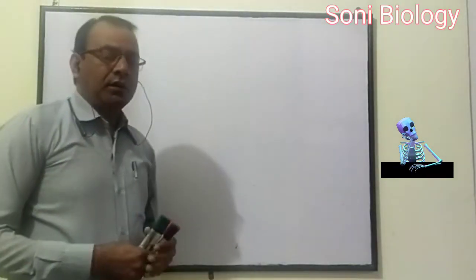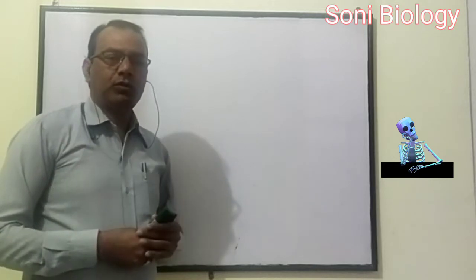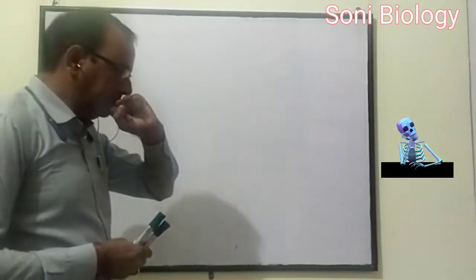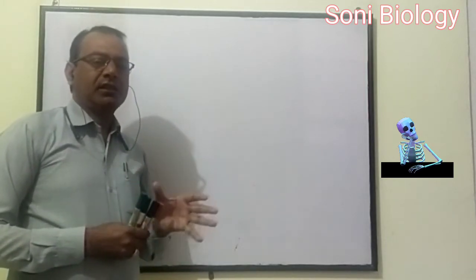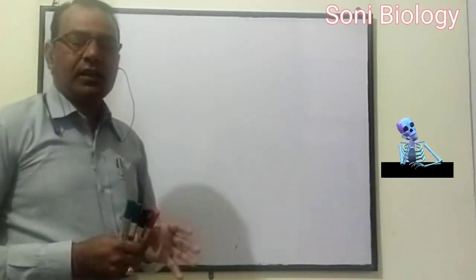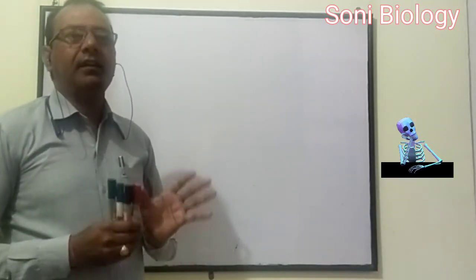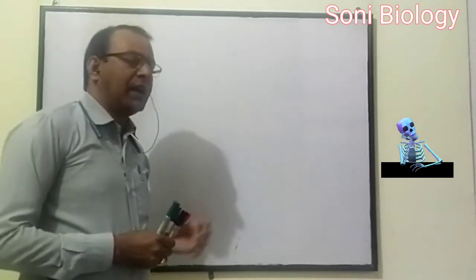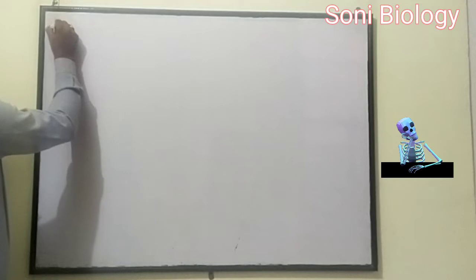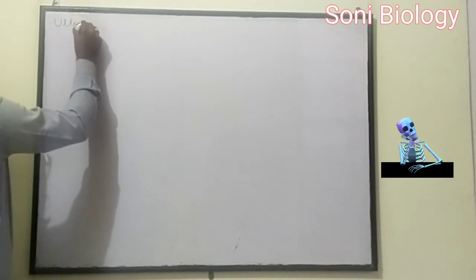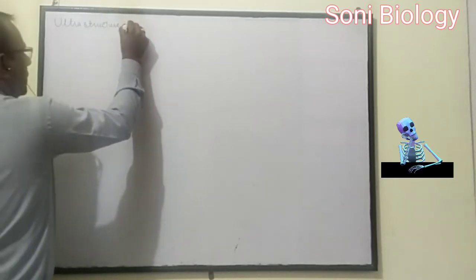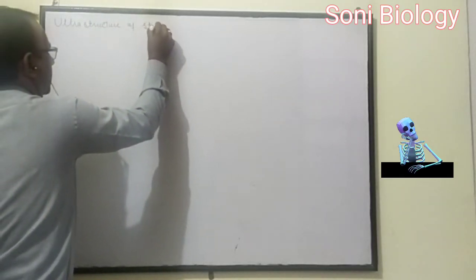Hello students. Yesterday we studied three types of muscles: striated muscle, smooth muscle and cardiac muscle. Striated muscles are voluntary muscles, and this type of muscle contains light and dark bands. Today in this part we will discuss the ultrastructure of striated muscle.